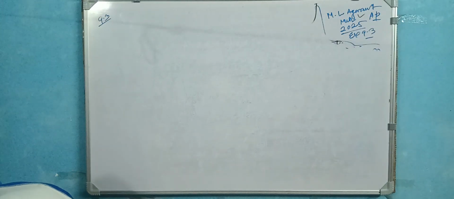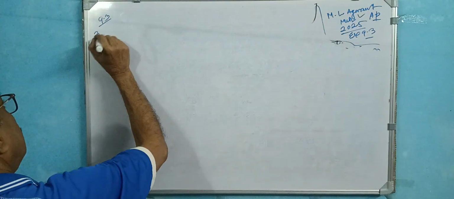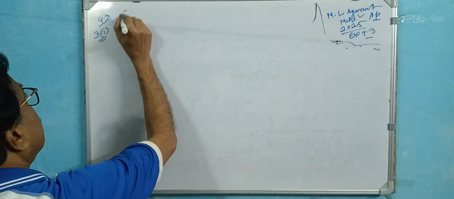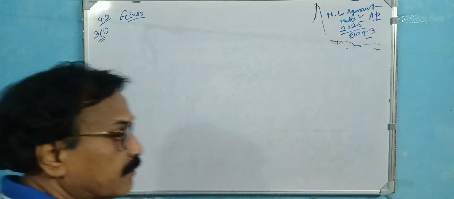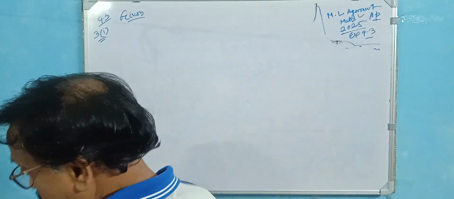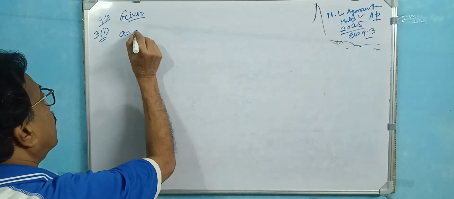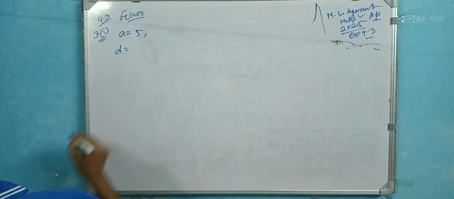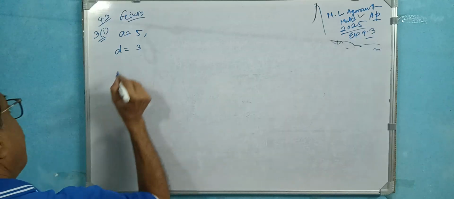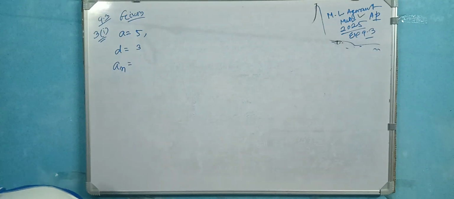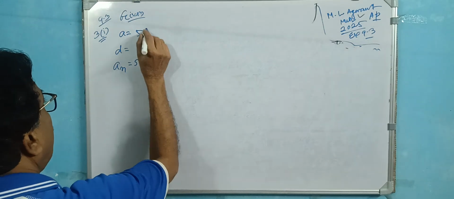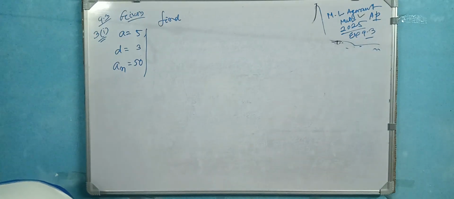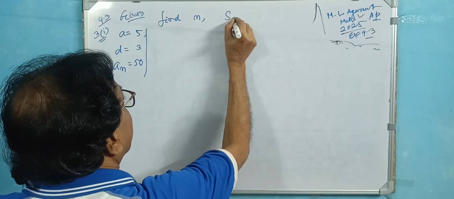Sum number 3. The data given: a is 5, d is 3, and an is 50. Find n and Sn.